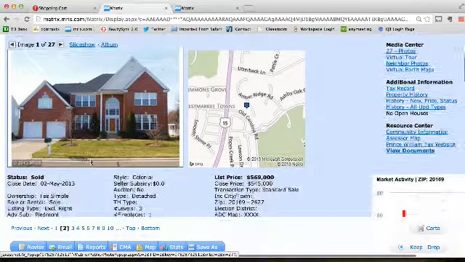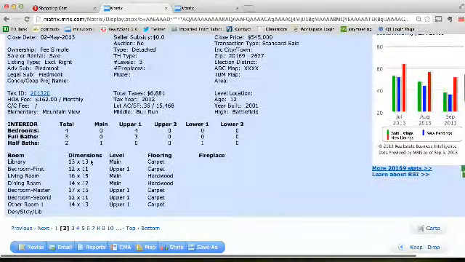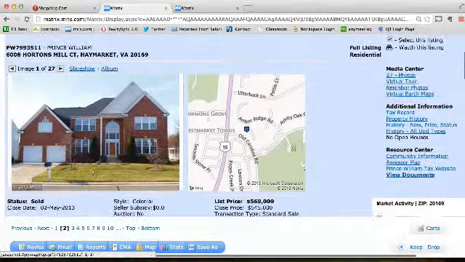So this one's Horton's Mill. Let's take a look at this one. Let's go to the tax record on this one.